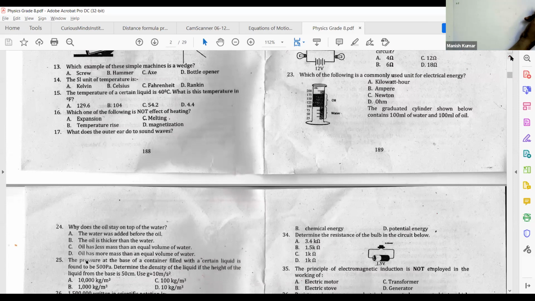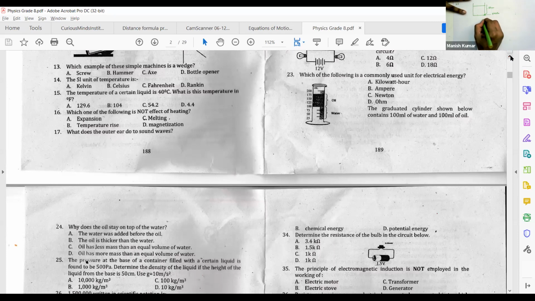The pressure at a base of a container filled with certain liquid is found to be 500 Pascal. So there is a container. The pressure at the base is 500 Pascals. Now determine the density of the liquid if the height of the liquid from the base is 50 centimeter. So what do you have to determine? You have to determine the density of the liquid.